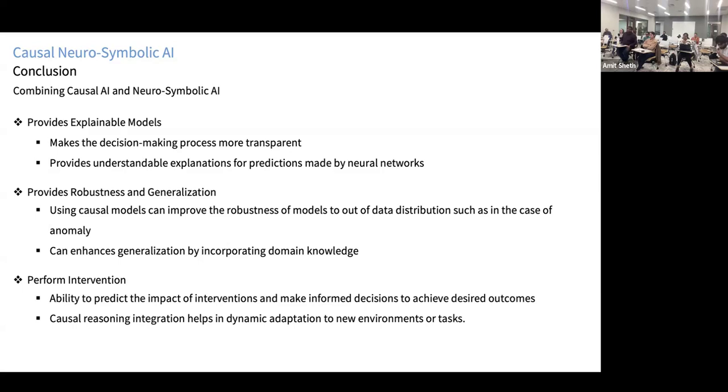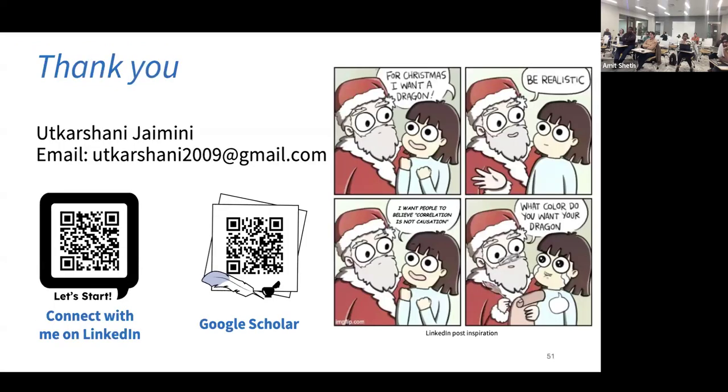Using causal models, we can improve robustness to out-of-distribution data, in the case of an anomaly, for example. They can enhance generalization by incorporating domain knowledge. We can perform interventions, which we did, and using that, we can predict the impact of interventions and make informed decisions in those cases. Integrating causal reasoning can also help us adapt to dynamic or new environments. So, thank you.